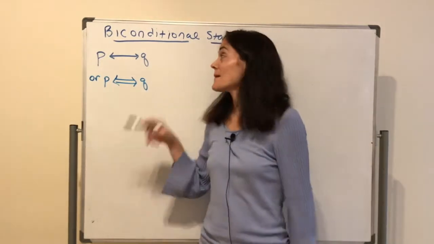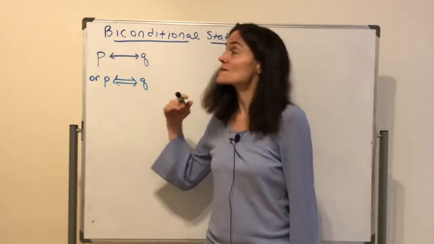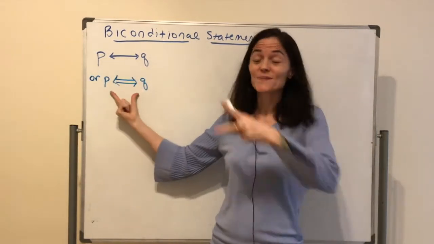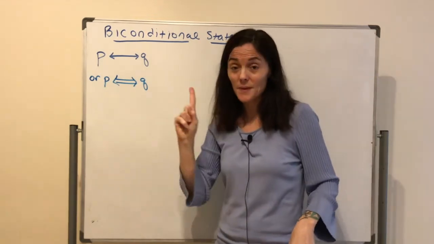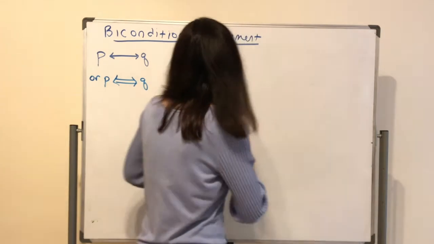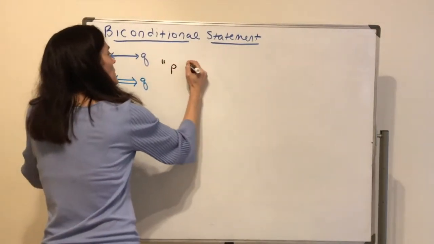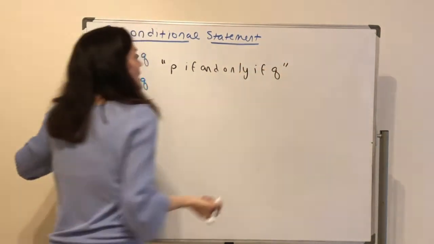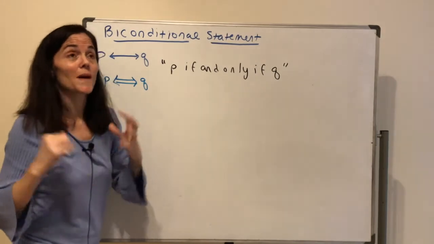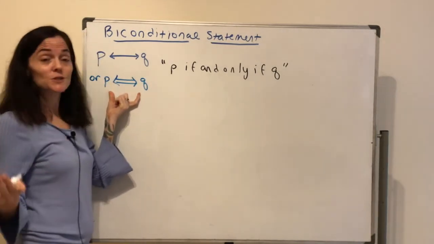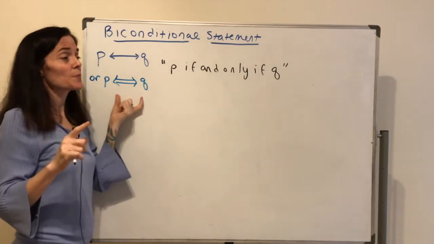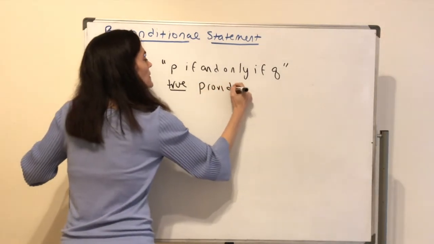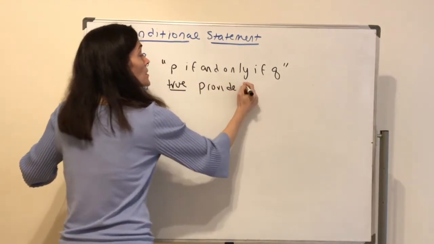There's one more way to combine statements I'd like to discuss, and this is called the biconditional statement. You will either see this type of arrow or one with two bars. This is read, P if and only if Q. And in a way, I can say quite simply, this is true provided P and Q have the same truth value.